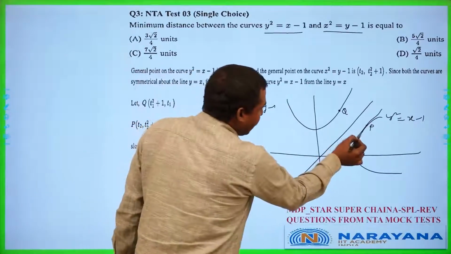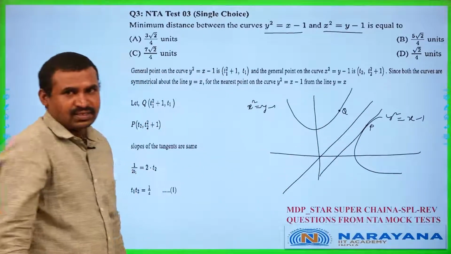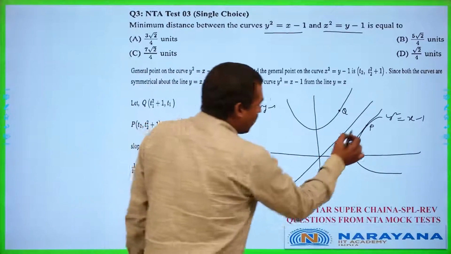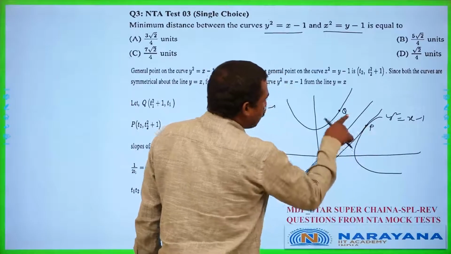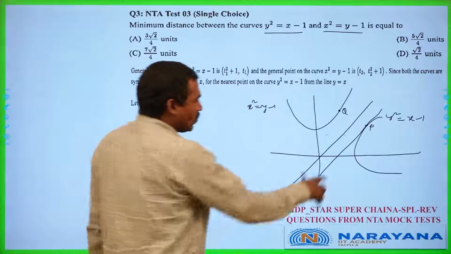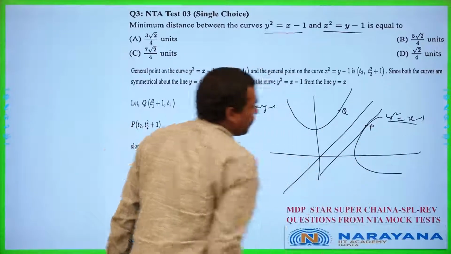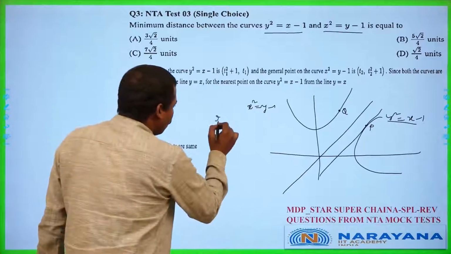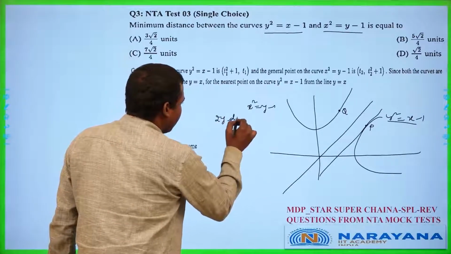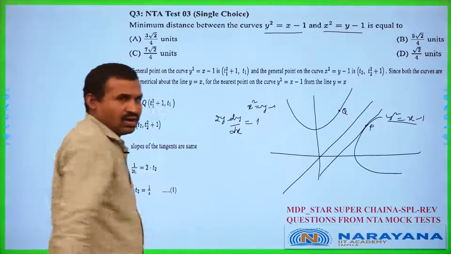So, since here one curve is the image of the other with respect to y is equal to x, the slope of the tangent at P should be parallel to y is equal to x. So, the slope of the tangent at P is given by the curve y square is equal to x minus 1. So, the derivative is 2y into dy by dx is equal to 1.